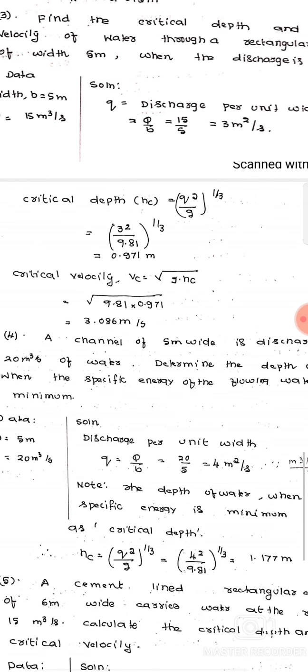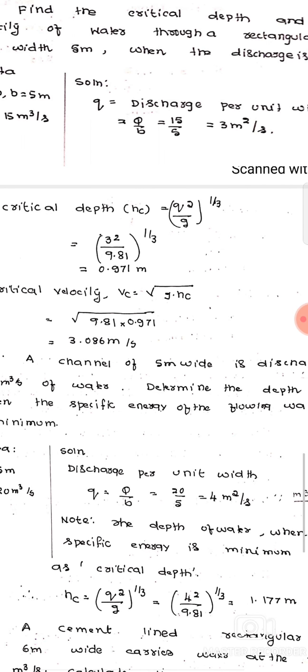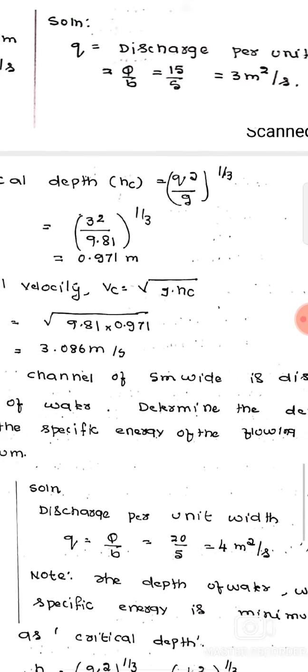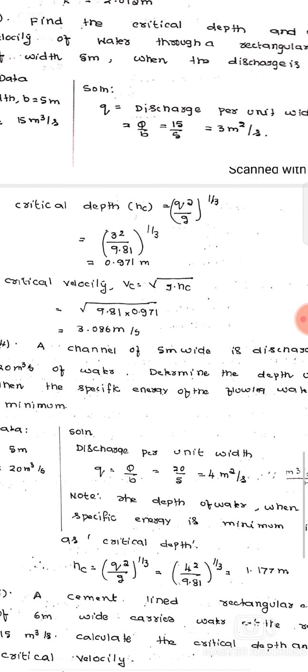Then critical depth is hc is equal to (q square by g) whole to the power of 1 by 3. So we can substitute q square as 3 square by g, that is 9.81, whole to the power of 1 by 3. Then critical depth is 0.971 meters. Then critical velocity, we know that vc is equal to square root of g into hc. Then g is 9.81, hc we have calculated as 0.971 meters. Then critical velocity is 3.086 meter per second.